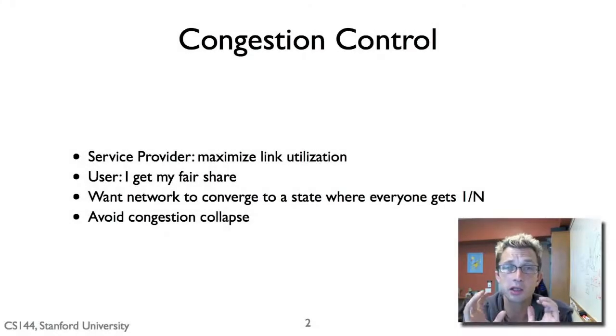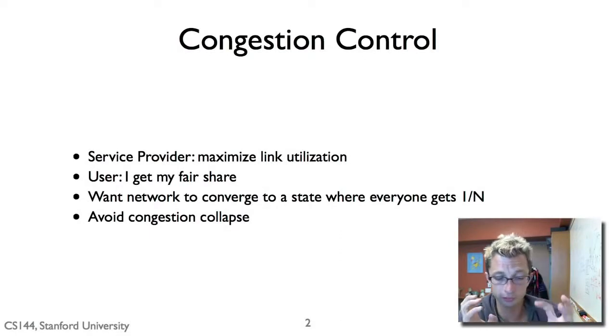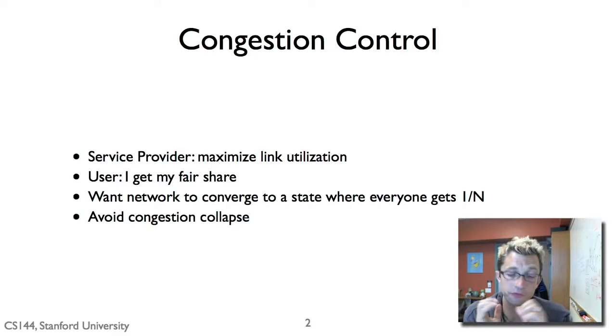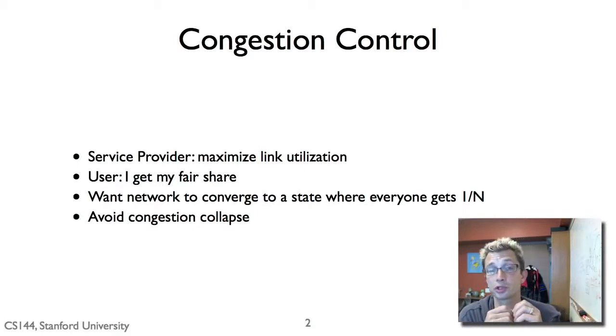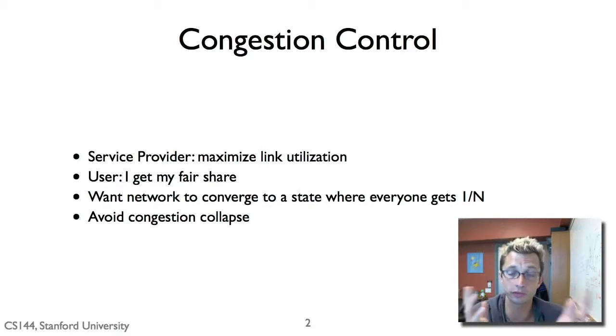The way to think about this problem of congestion control is that there are two conflicting requirements in a network. The first is the service provider. What they want is to maximize their link utilization. That is, they want their network to be completely utilized. They don't want idle capacity which is unused. But users want to get a fair share of that. A service provider would be happy if one user just got the entire pipe, but then you're going to lose all of your clients, and users will be unhappy.